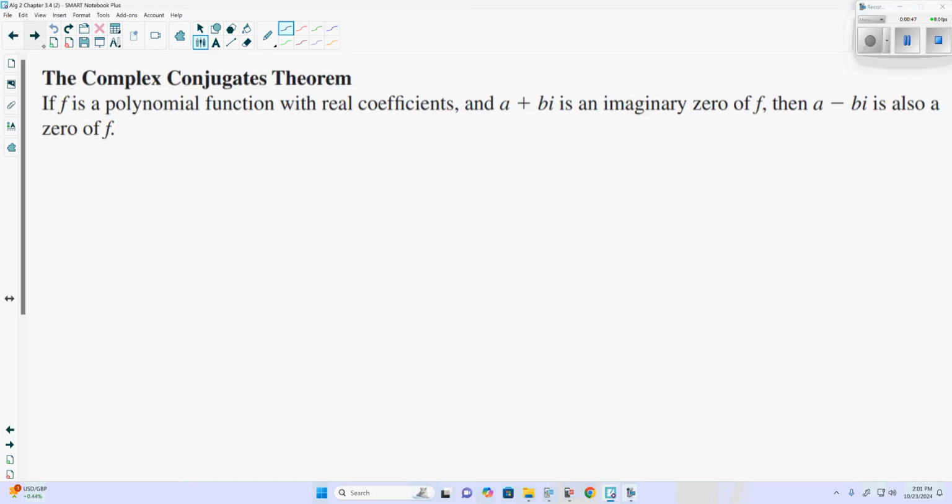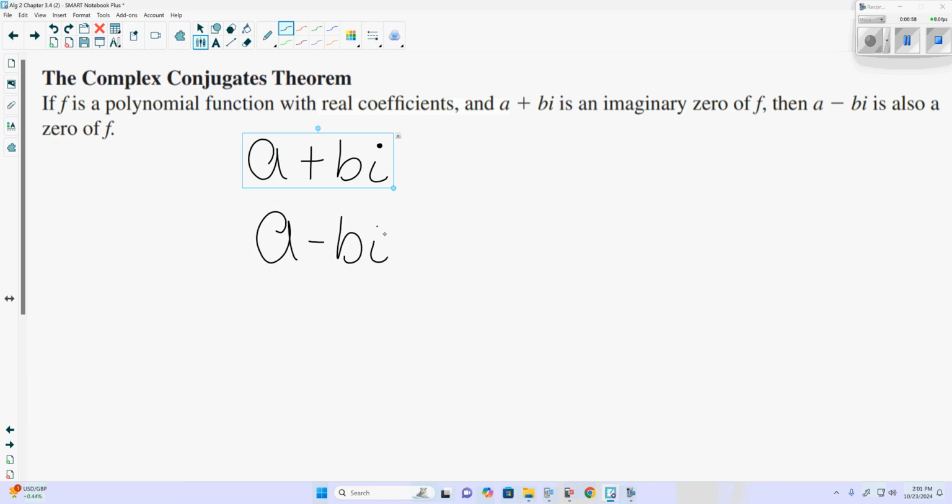Complex conjugates. Complex conjugate theorem. The main thing is: A plus Bi's complex conjugate is A minus Bi. A minus Bi's complex conjugate is A plus Bi. That's it. Now, the complex conjugate theorem states if A plus Bi is a solution, A minus Bi is a solution too. If we have one, we have to have the other. They always come in pairs.